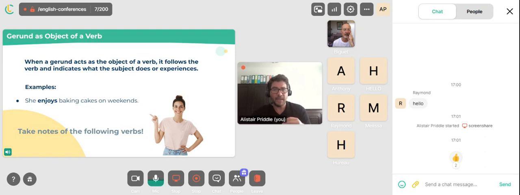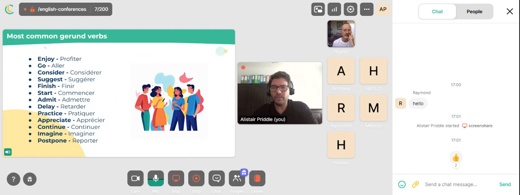So I'm going to repeat that and emphasize the verb. She enjoys baking cakes on weekends. So we're going to have a look at some verbs now. Take notes of the following verbs. If you wish, you can take a screenshot, or you can check the repeat of the lesson on the website later. Here we go.